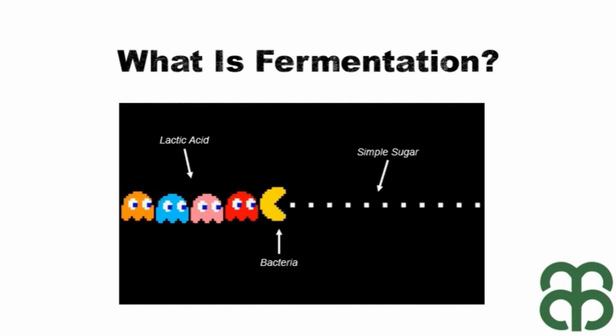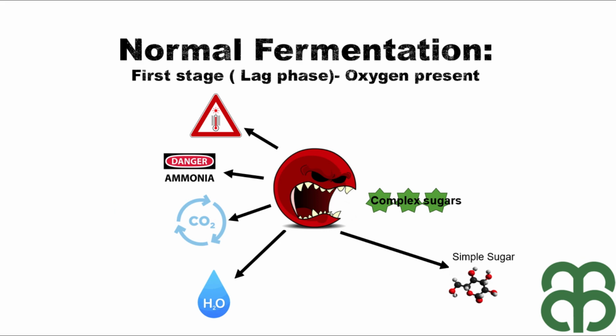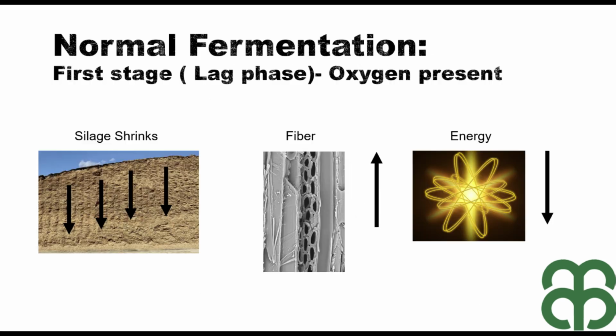Normal fermentation, first stage: lag phase, oxygen present. The bad guys break down and eat complex sugars and create simple sugars, food for the good guys. This is a good thing. They also eat sugars and produce heat, ammonia, water, and CO2. This is a bad thing. The lag phase is when silage shrinks, fiber levels go up, and energy levels go down. This is a bad thing.